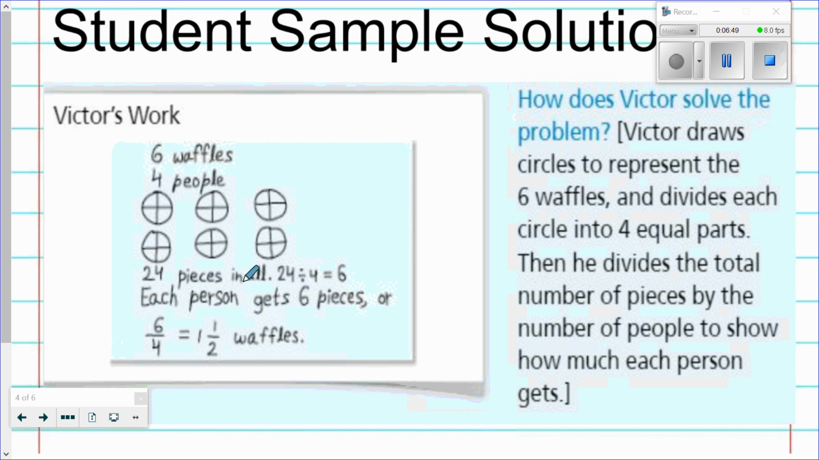That's a great way to think of this. And that's going to tell him that every person is going to get 6 pieces, or 6/4 of the waffle, and he converted that improper fraction of 6/4 into 1 1/2 waffles. Even though we thought about this part of the problem a little differently, we still had correct thinking about it, and we still got the correct answer of 1 1/2 waffles, or 6/4 waffles.